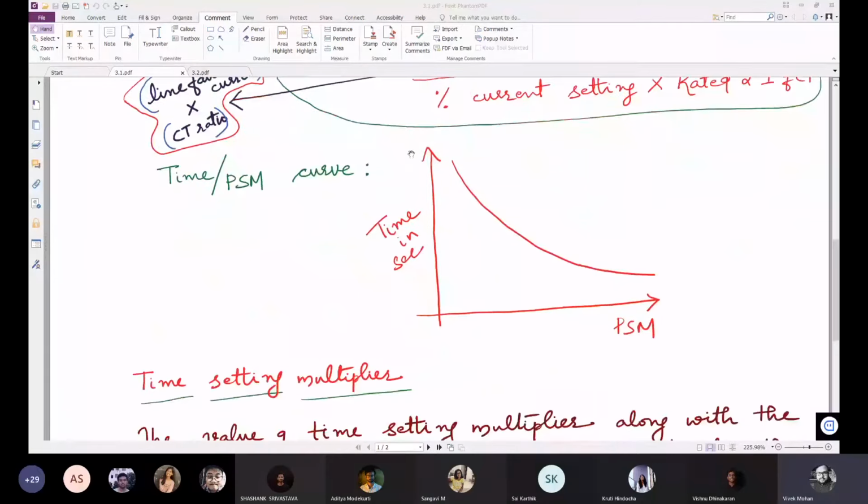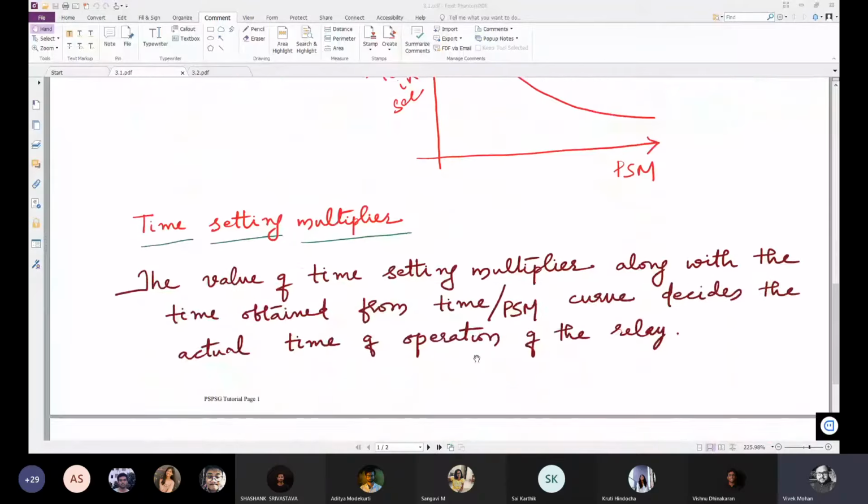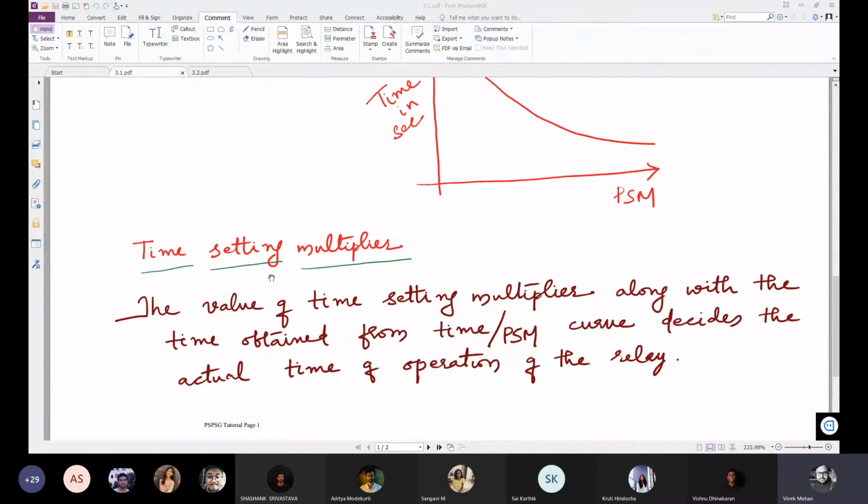Now we'll see the time PSM curve. This is the time PSM curve, the inverse time PSM curve. For any PSM value, you can find the time of operation. Now another term is time setting multiplier. The value of time setting multiplier along with the time obtained from the time PSM curve decides the actual time of operation of the relay. That means the time setting multiplier is just a multiplication factor of the time of operation of the relay.